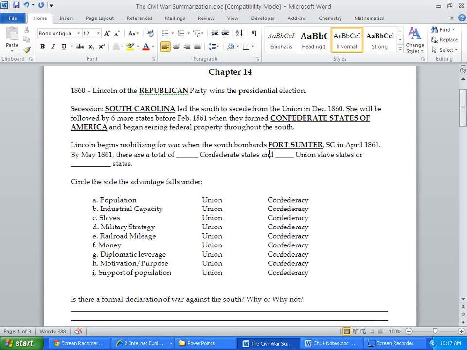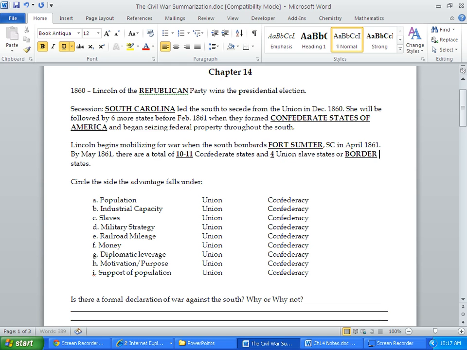By May, there's a total of, and this number kind of varies, but there's a total of 10 to 11 Confederate states and 4 Union slave states, or what we might call border states.